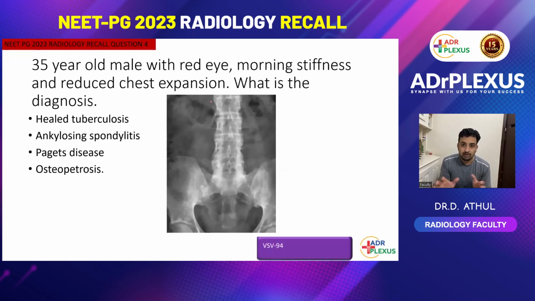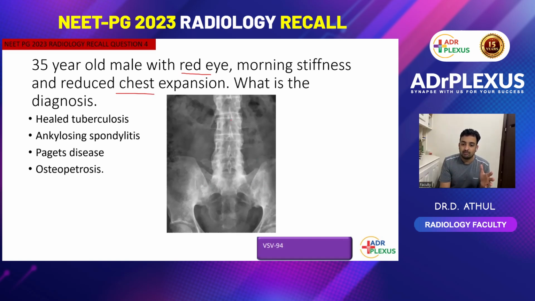This is also another repeat question. This is also a very favorite topic for examiners, ankylosing spondylitis, because these topics have been repeatedly asked n number of times in different exams. Here also the patient was a 35-year-old male with red eye, meaning that there is some sort of uveitis in this patient. The patient had morning stiffness and his chest expansion was reduced. This chest expansion reduction, you may confuse with tuberculosis, healed tuberculosis, but here it is because of ankylosing spondylitis only. And the classical image of the SI joint, chronic sacroiliitis, was given.